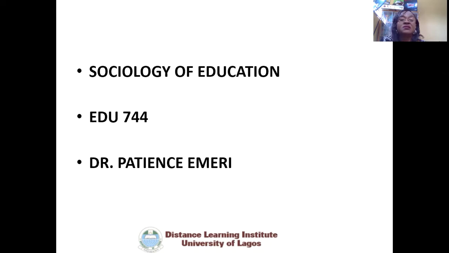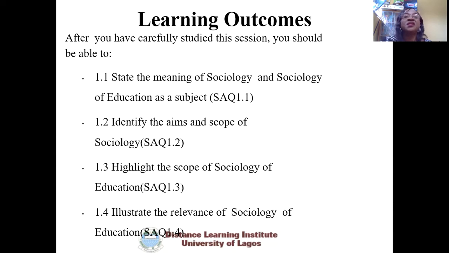This particular study session is on meaning and scope of sociology and sociology of education. At the end of this study session, you are expected to be able to state the meaning of sociology and sociology of education, identify the aims and scope of sociology, highlight the scope of sociology of education, and as well illustrate the relevance of sociology of education.